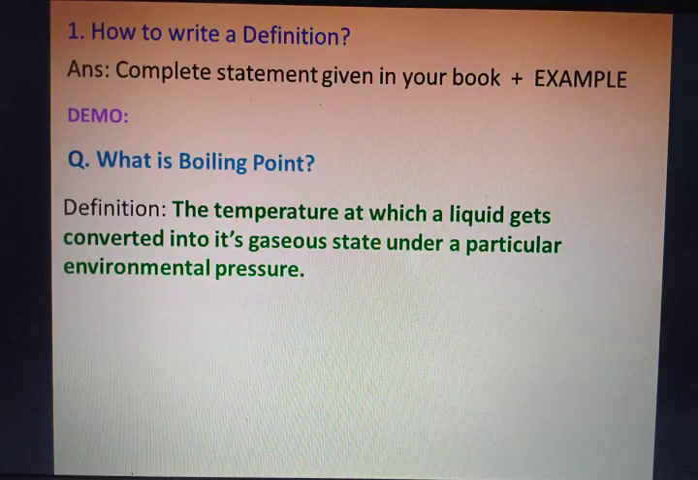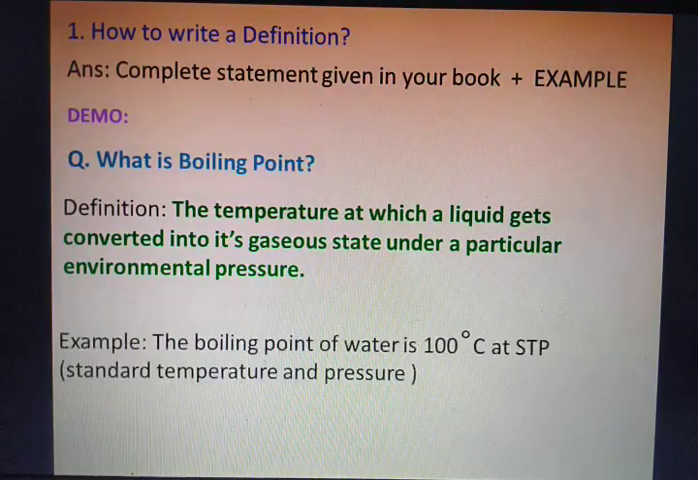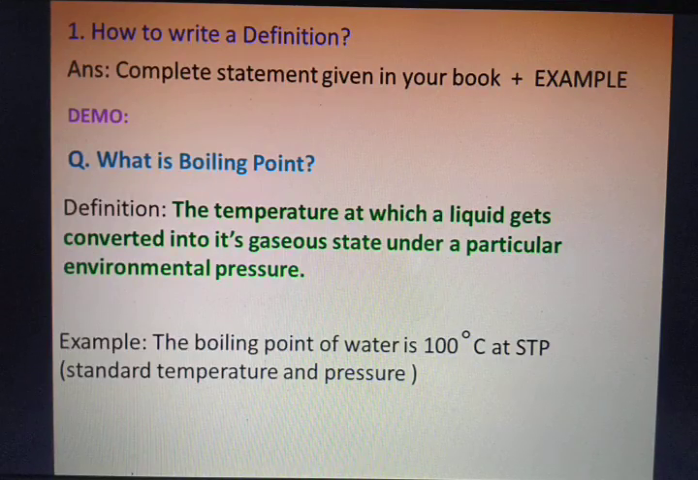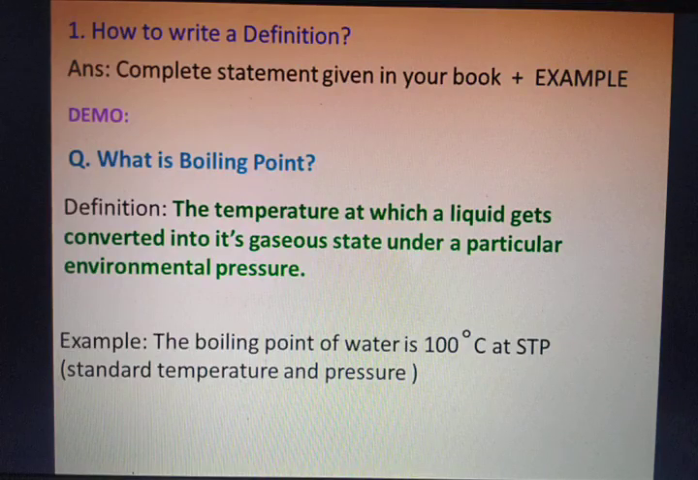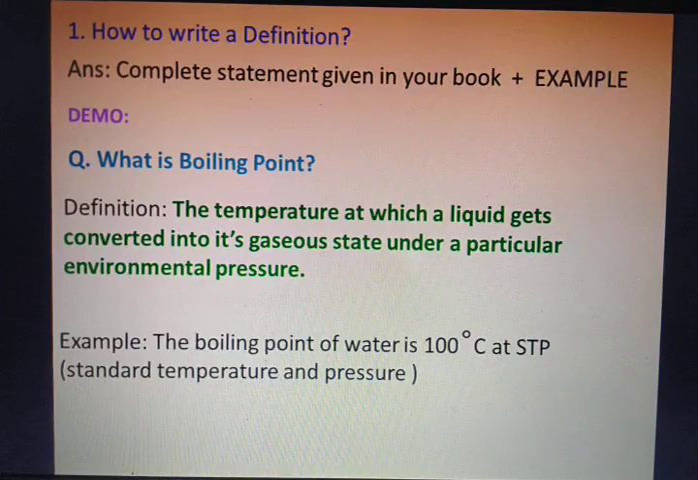Alright? After this, what next? We will have to give an example. The boiling point of water is 100 degrees Celsius at STP. What is STP? We discussed that previously also: standard temperature and pressure. So you may write the boiling point of water is 100 degrees C at standard temperature and pressure, or you may also write 100 degrees Celsius at STP. Both are correct, no problem.